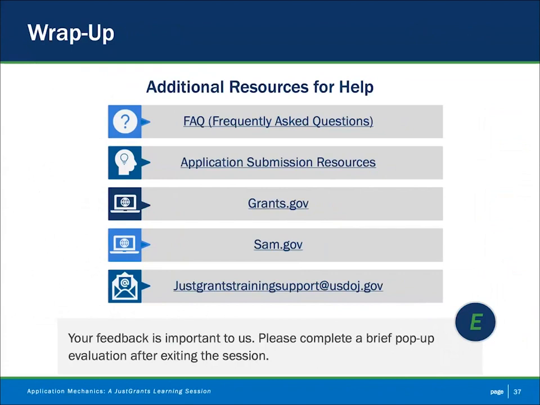Before we wrap up for the day and before we get back to the Q&A, I just want to give a few more additional resources for help. As I stated before, we have the FAQ that is available. We also have it broken up into different topics based upon those frequently asked questions. We have learning materials related specifically to application submission. We have links to Grants.gov, also SAM.gov, and also our training support email, JustGrants training support at usdoj.gov.